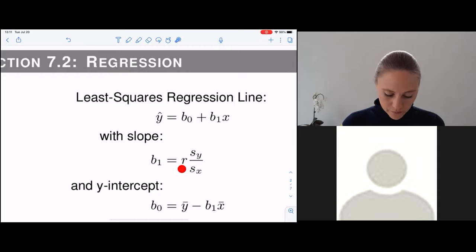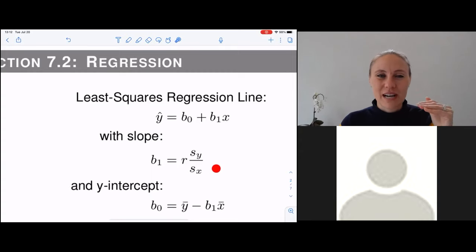And so might be some work, but usually I like to kind of keep it simple. So you've got the correlation times the standard deviation of your y's over the standard deviation of your x. This is where it becomes really, really important that, of course, you've got your y in the numerator and your x in the denominator. So if you have those turned around, then you're going to get the wrong slope.